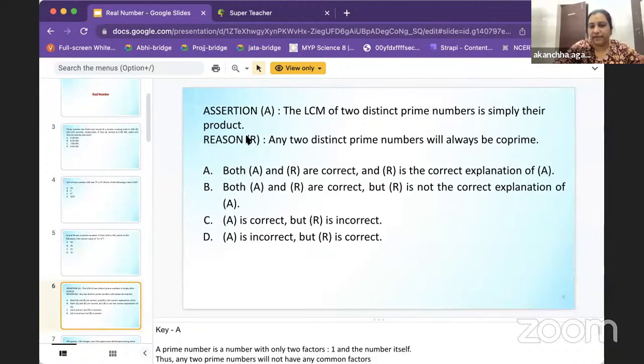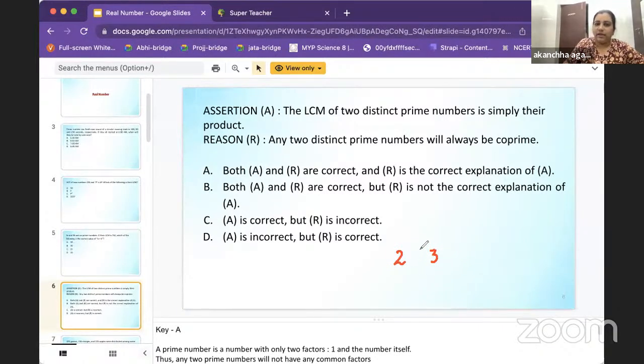So here, the first question of this type is: the LCM of two distinct prime numbers is simply their product. First we have to check the truthfulness of this statement. Do we find this statement is true? Let us take an example. They are talking about two distinct prime numbers, so let's take the smaller ones, 2 and 3.